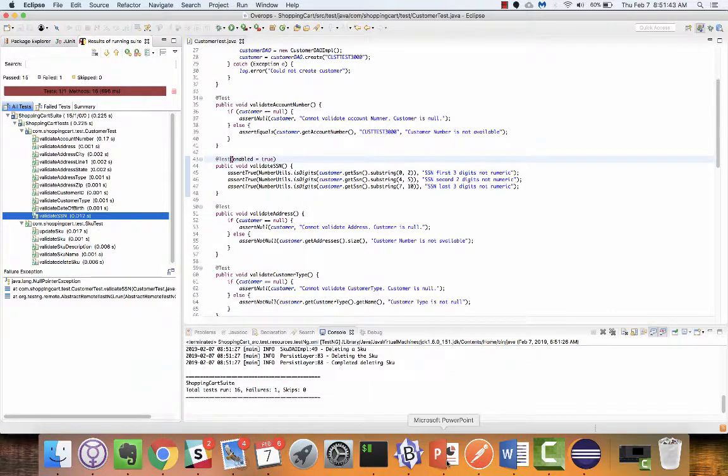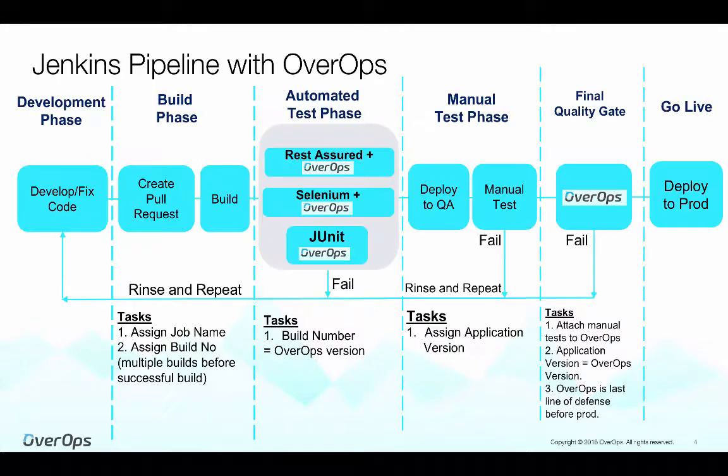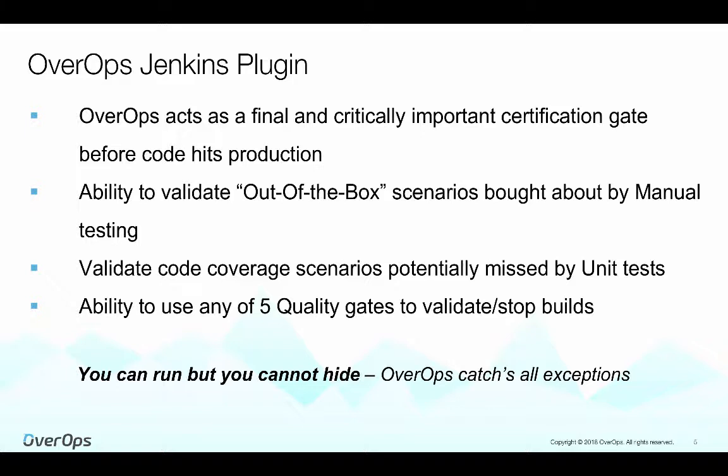So what does OverOps do to overcome this? OverOps integrates with your Jenkins pipeline in multiple phases. So you can use OverOps as part of your automated test phase with a number of different tools. Also, you can use OverOps as a final quality gate before the code goes live. Essentially, any critical errors that occur as a result of manual testing can be certified using OverOps before the code reaches production. This also enables you to test out-of-the-box scenarios that could be brought about by manual tests, and this also eliminates code coverage scenarios which could potentially be missed by unit tests.